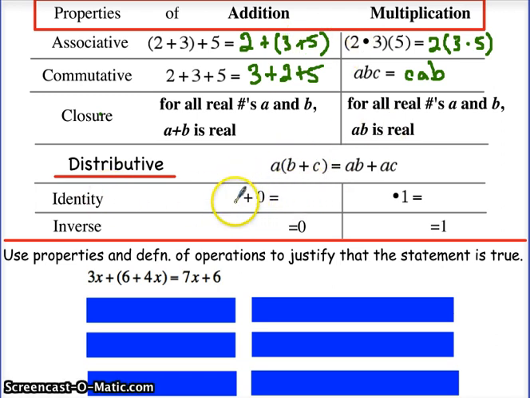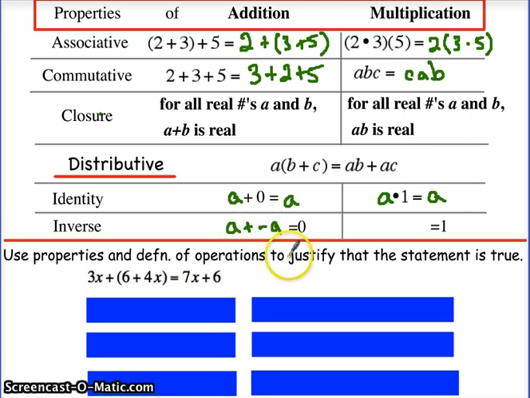The identity property is if you take anything, such as a plus 0, you just end up with a. Or a times 1, if we're doing it with multiplication, the identity of multiplication, a times 1 would just be a. That's often confused with the inverse property. Inverse property says if you take a and add that, again we're doing the property of addition, onto its opposite.